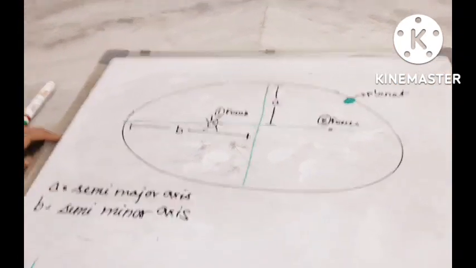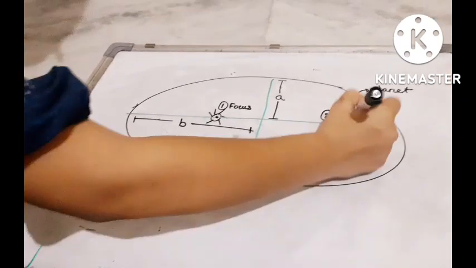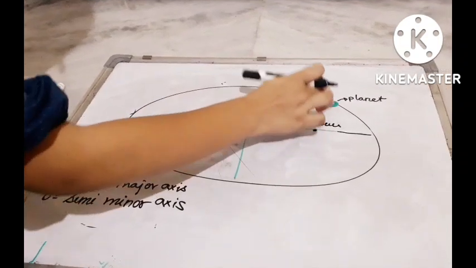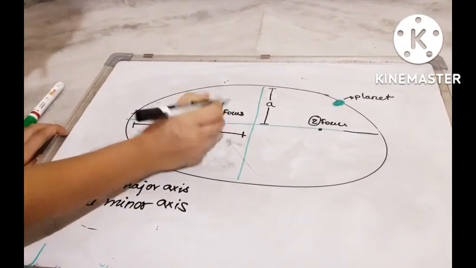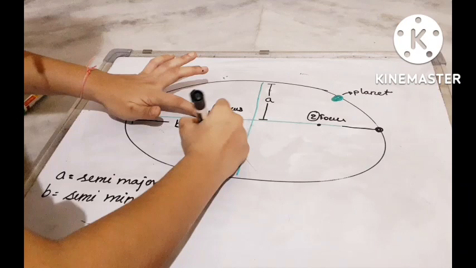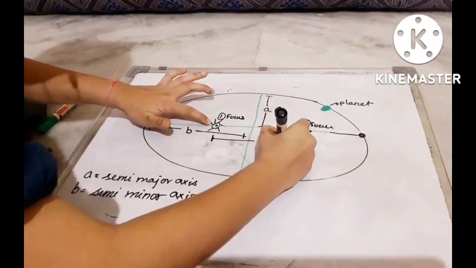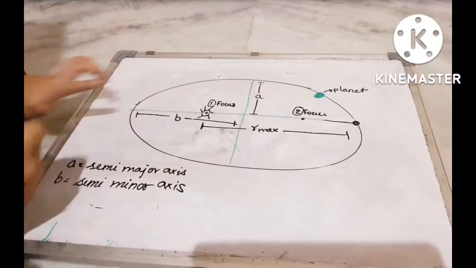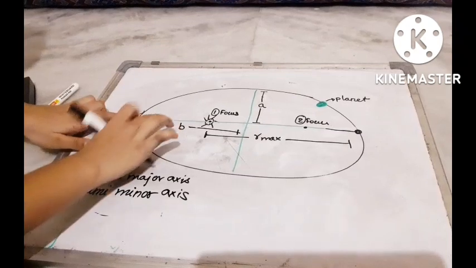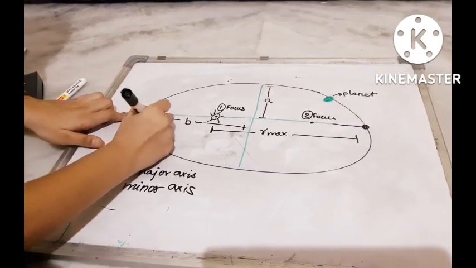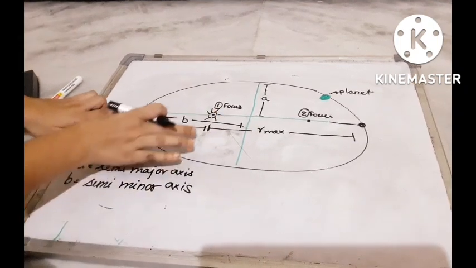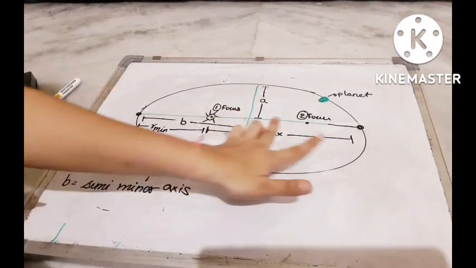Now we need to calculate one more thing. The distance from the sun, suppose the planet is here. When the sun is on this focus, and the planet comes at this position, then this is the maximum distance the planet can have with the sun. So this is known as R max. And when the planet comes at this position, this is going to be the minimum distance with the sun which a planet can have. So this is called R min, R minimum, R maximum.